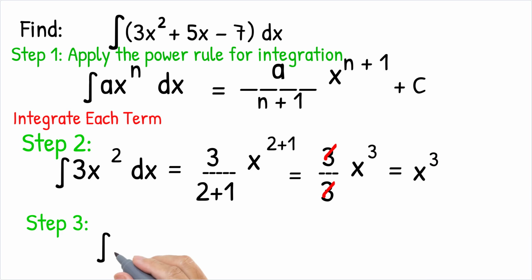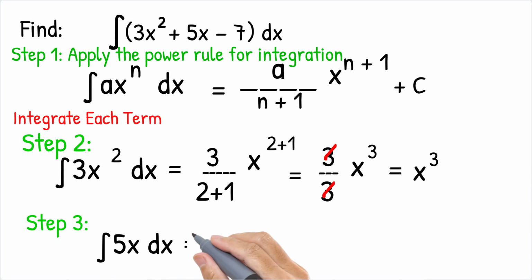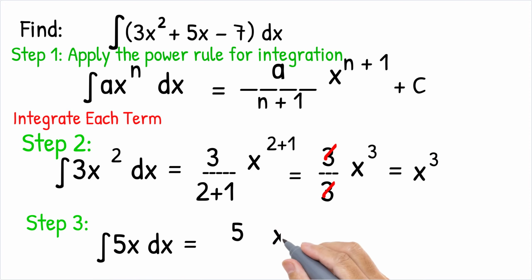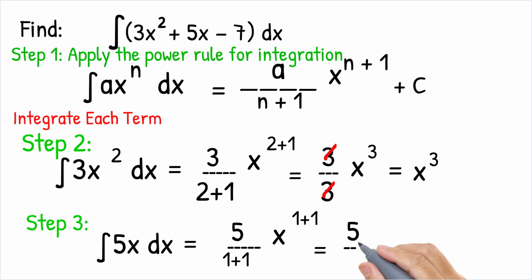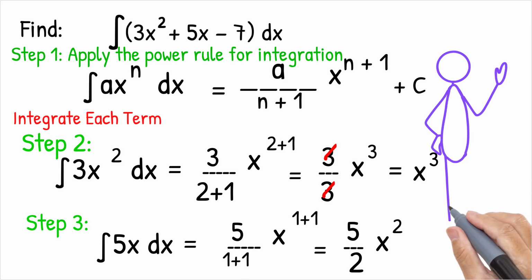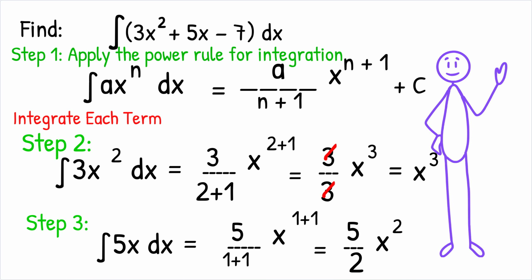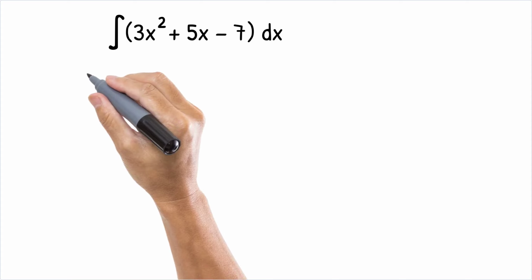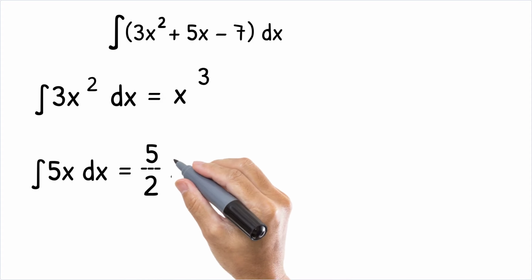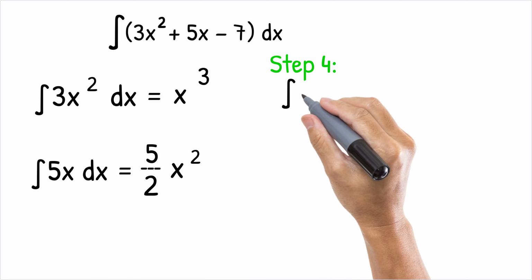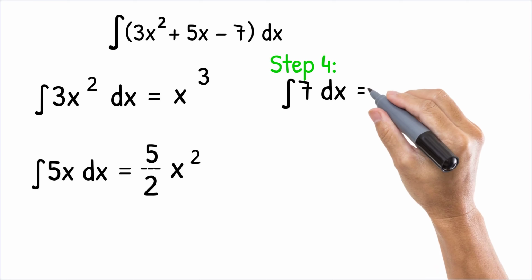Step 3. Integrating 5x, which equals 5 times x^(1+1) over 1 plus 1, which is 5 by 2 times x squared. After integrating the first and second terms, now let's integrate the last term. Step 4. Integrating 7, which equals 7x.